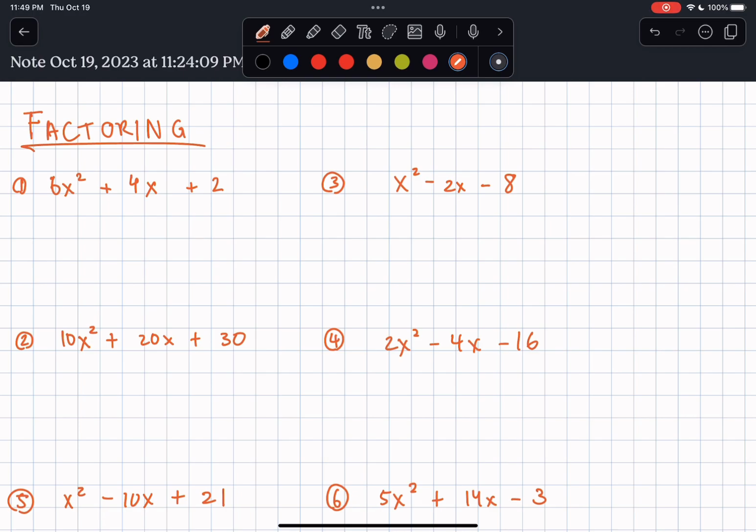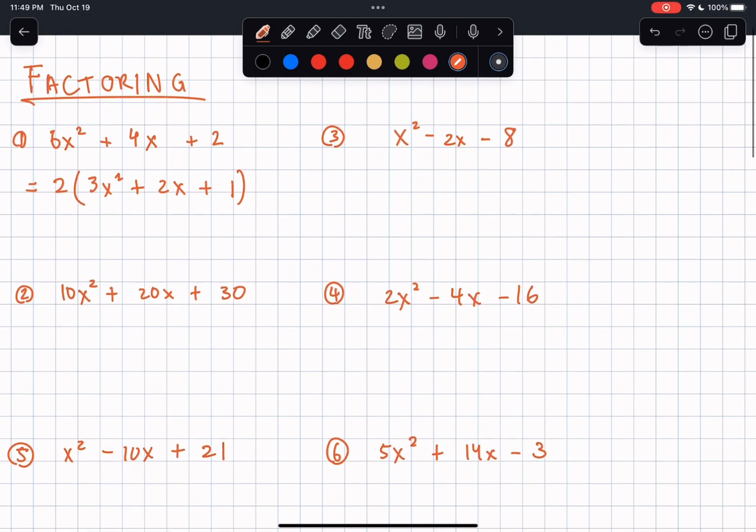So you have 6x squared plus 4x plus 2. The first thing we can do is notice they all have a common factor of 2. So we can take out 2, and 6 divided by 2 is 3, so you put 3x squared plus 4 divided by 2 is 2x, plus 2 divided by 2 is 1. As you can see, that's not factorable anymore, so we can go to the next one.